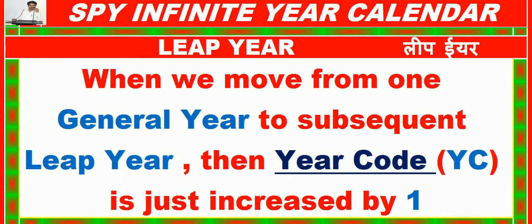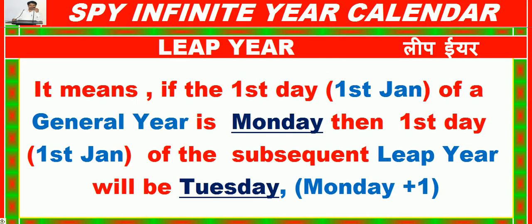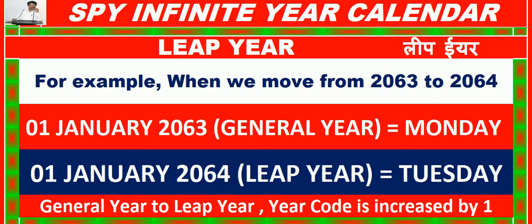When we move from one general year to subsequent leap year, then year code YC is just increased by 1. It means, if the first day, 1st January, of a general year is Monday, then first day, 1st January, of the subsequent leap year will be Tuesday, Monday plus 1. For example, if January 1st 2063 general year equals Monday, then January 1st 2064 leap year equals Tuesday. General year to leap year, year code is increased by 1.